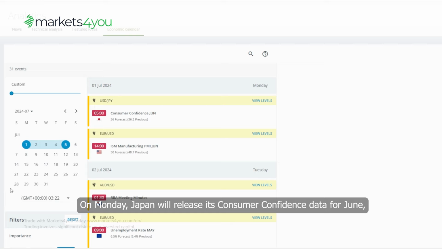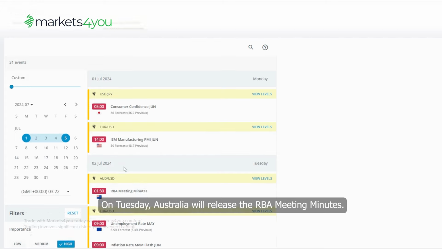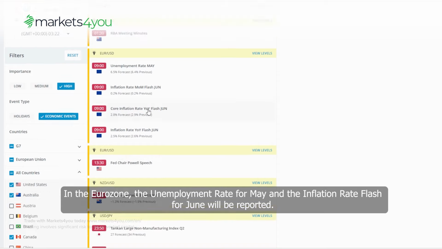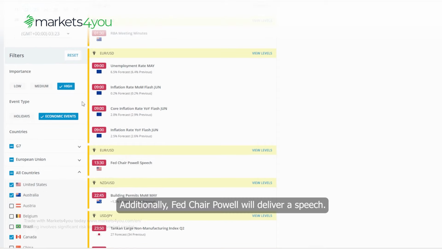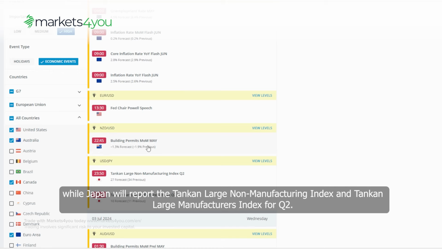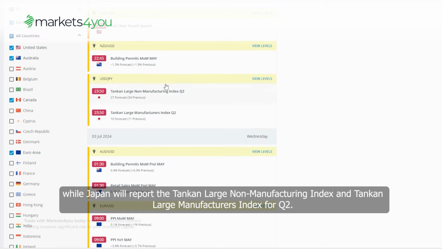On Monday, Japan will release its consumer confidence data for June, and the US will announce the ISM manufacturing PMI for June. On Tuesday, Australia will release the RBA meeting minutes. In the Eurozone, the unemployment rate for May and the inflation rate flash for June will be reported. Additionally, Fed Chair Powell will deliver a speech. New Zealand will release building permits data for May, while Japan will report the Tankan Large Non-Manufacturing Index and Tankan Large Manufacturers Index for Q2.